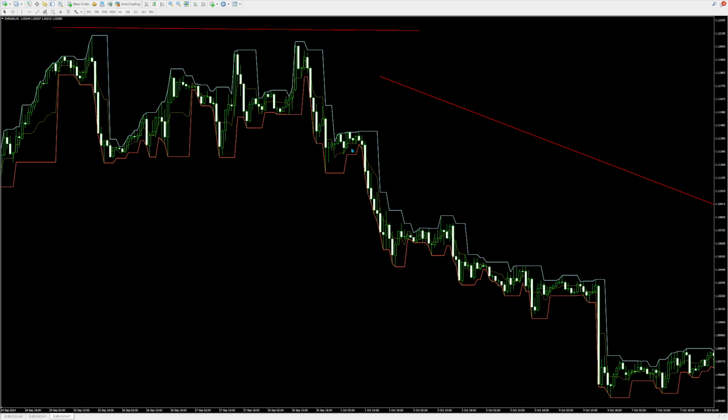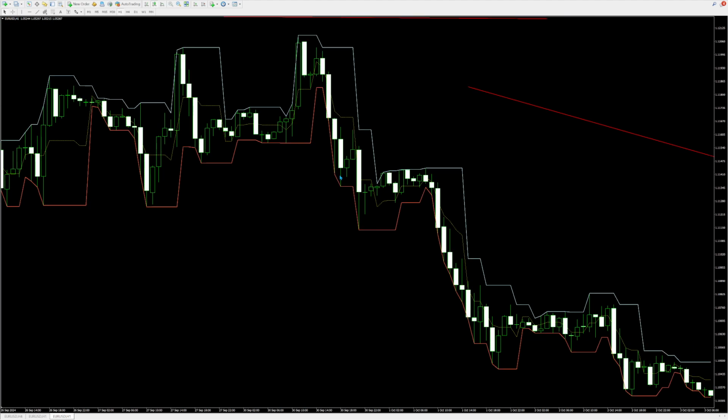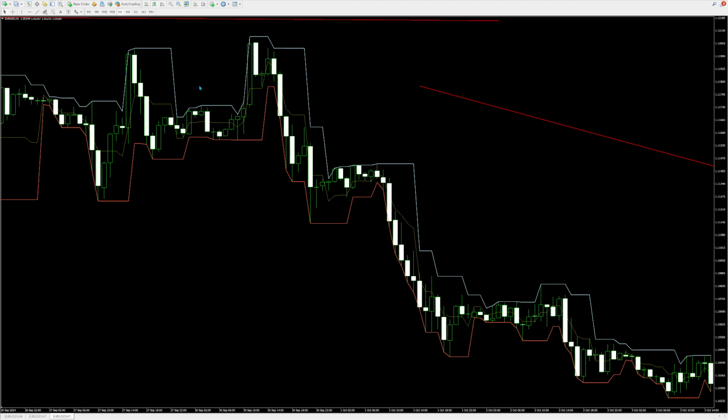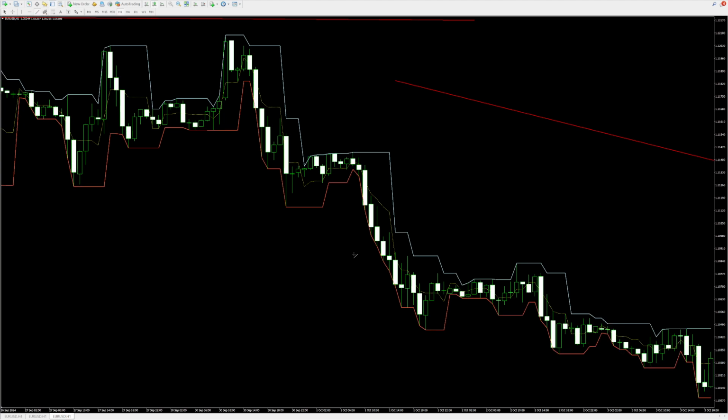So to time the entry with the fractal channel indicator, that's the indicator that you wish to use. I don't think it's necessary, but I'm going to get to that in a minute. What you would do is you wait for price to pull back into this area here, towards the middle line, and then start flowing around this area, and then have a breakout below for continuation of the trend.